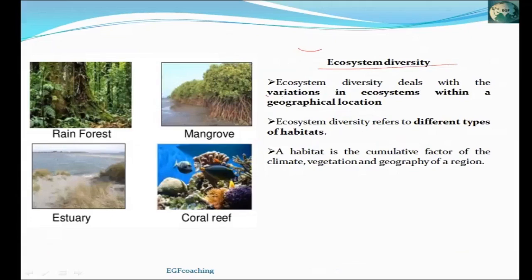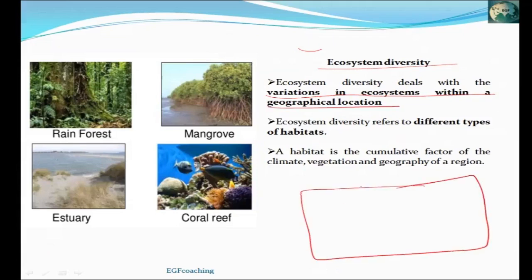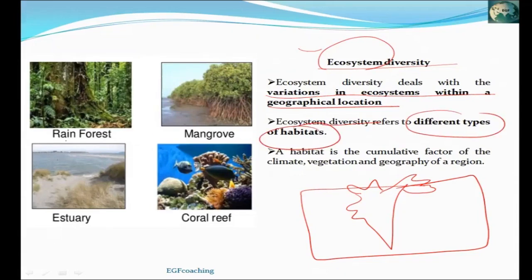It means variation in ecosystem within a geographical location. Any geographical location, suppose this is one area, let's assume it is India. Now, how many types of ecosystems are found in India? That will be its ecosystem diversity. Ecosystem diversity means different types of habitat. For example, in India, there are rainforests in Western Ghats and Northeast India. There are mangroves, estuaries, coral reefs. All these are different types of ecosystems. So the more types of ecosystems are found in any area, the more will be the ecosystem diversity.